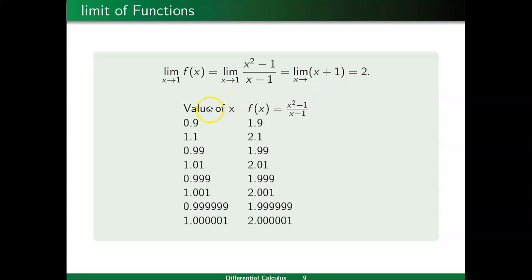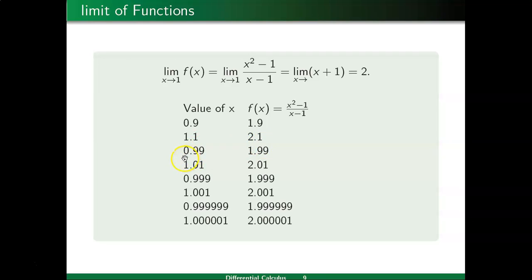In the first column, we have taken the value of x, and in the second column, we are taking the value of f of x corresponding to different values of x. I have made this table at different values of x. See, when the value of x is 0.9, f of x is calculated as 1.9. When the value of x is 1.1, the value of f of x is calculated as 2.1.